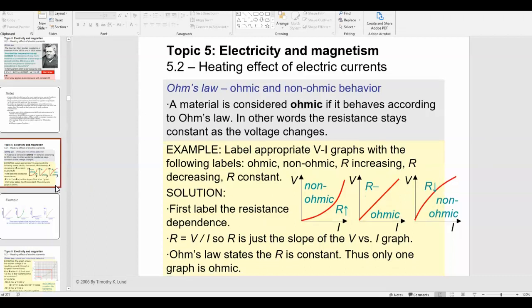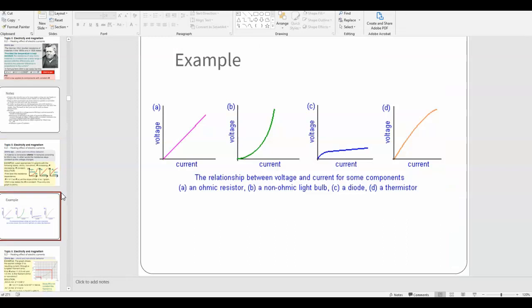Sometimes you're asked to solve problems given a graph of voltage and current, a VI graph. This is showing you examples of different voltage-current graphs. A is obviously showing an object that's ohmic. B is a VI graph for a non-ohmic light bulb. C is a diode, and D is a thermistor, which we'll talk more about later on.